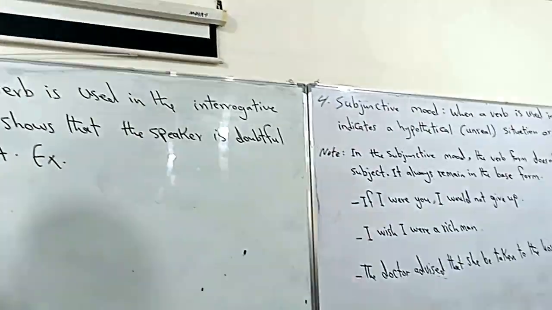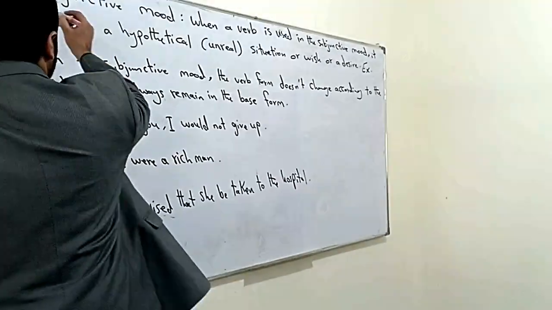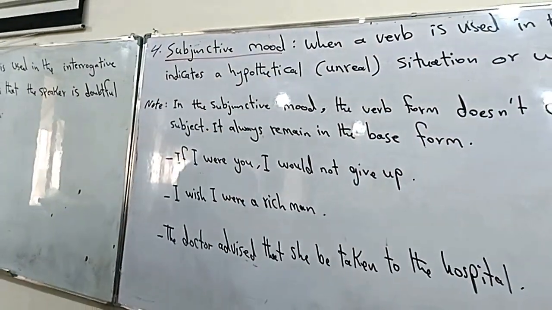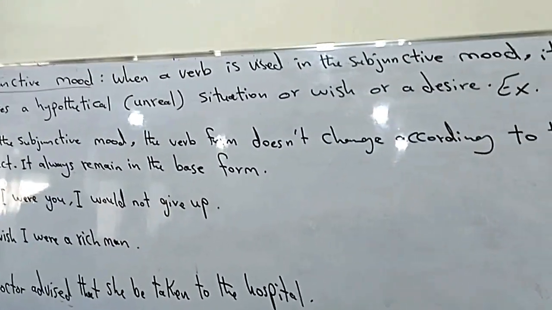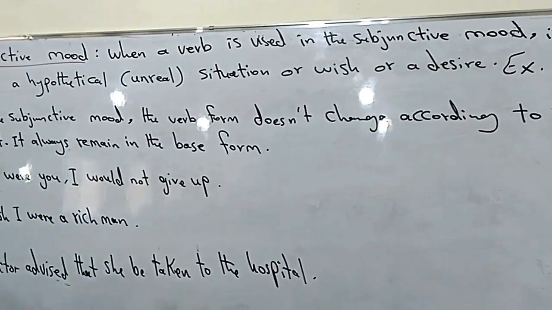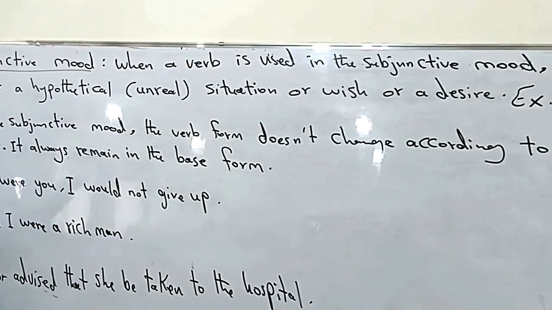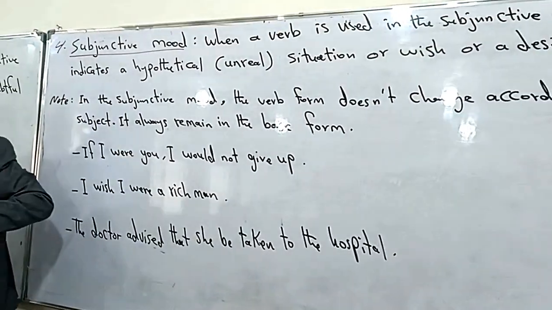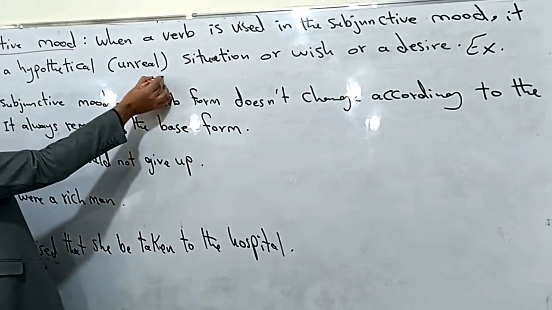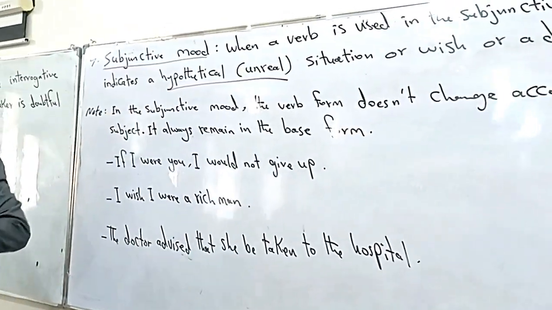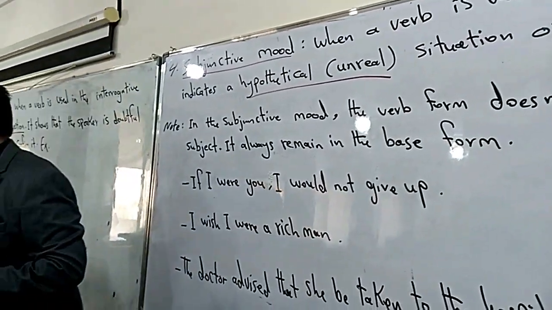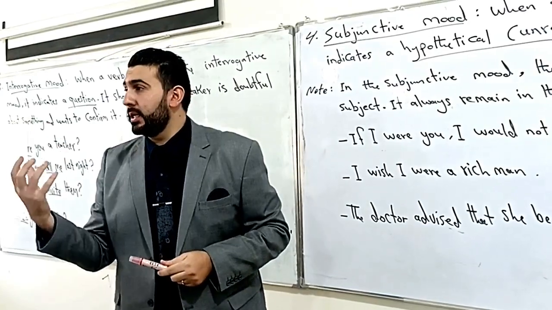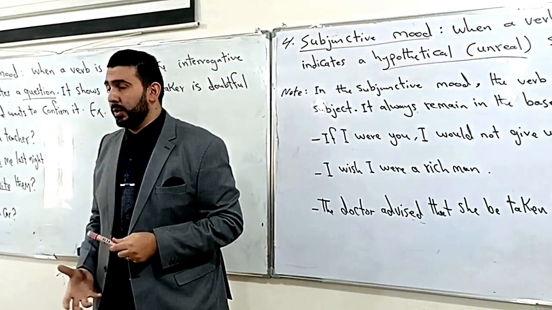Let's have a look at the last kind of mood. It is the subjunctive mood. The subjunctive mood is the conditional mood of the verb. When a verb is used in the subjunctive mood, it indicates a hypothetical, unreal situation. This means that we are not talking about facts. We are talking about hypothetical, unreal situations.